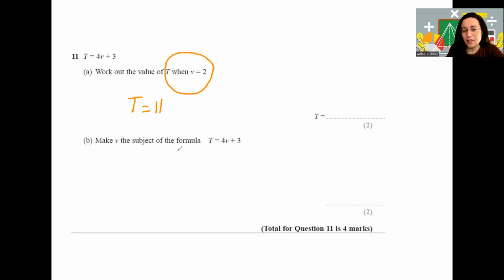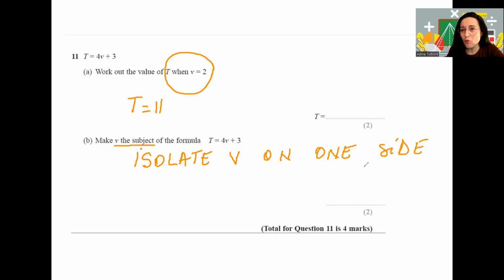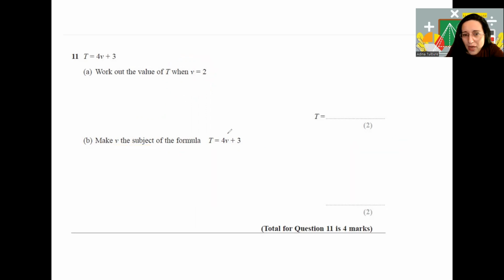Now, make V the subject of the formula. So I want to isolate V. So when they say make V the subject, it means isolate V on one side. Okay, so you need to isolate V on one side. Okay, let's do it. So that's the first term that I need to isolate. So that's the first step.